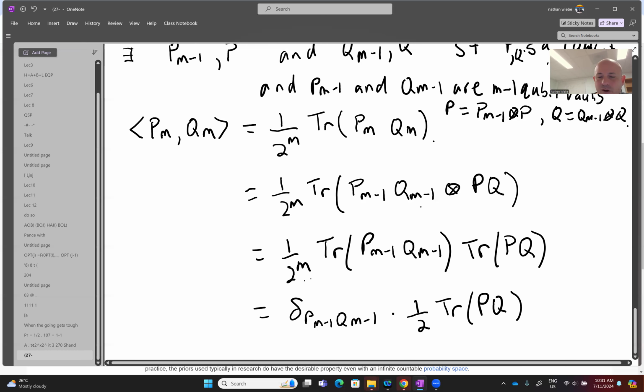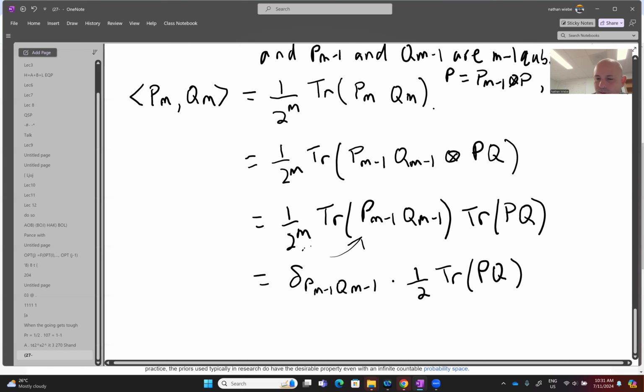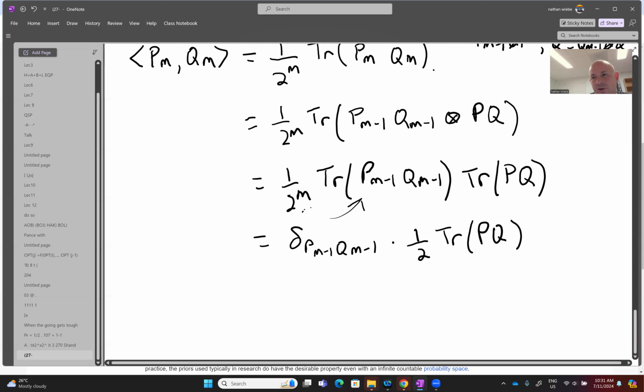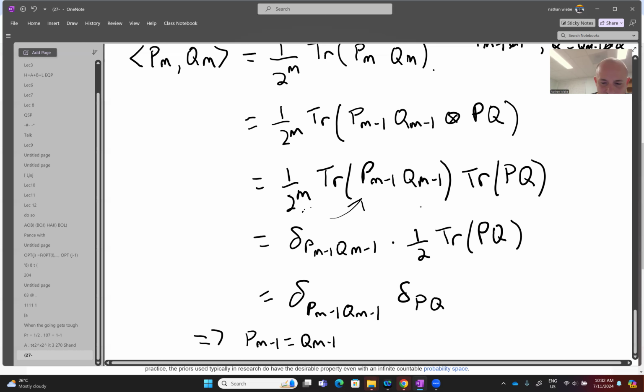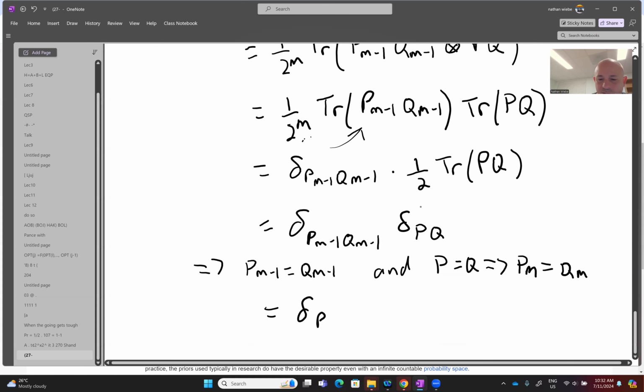because there's going to be an extra factor of 1/2 from distributing the 1 over 2 to the m minus 1 here to get the inner product. Now, we already argued that single qubit Pauli operators form a complete orthonormal basis for a single element. So we have delta PM minus 1, QM minus 1 times delta PQ. Now, we're ensuring from this that this is 1 if and only if PM minus 1 equals QM minus 1 and P equals Q. This implies that this must hold if PM equals QM. And therefore, this is just delta PM QM. And thus, this demonstrates the inductive step of our argument.